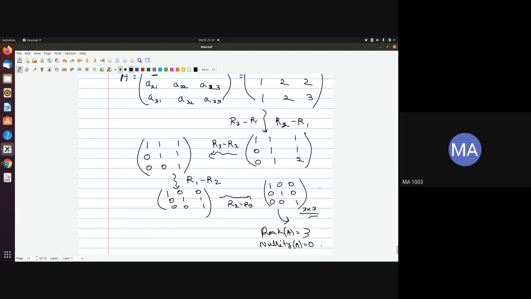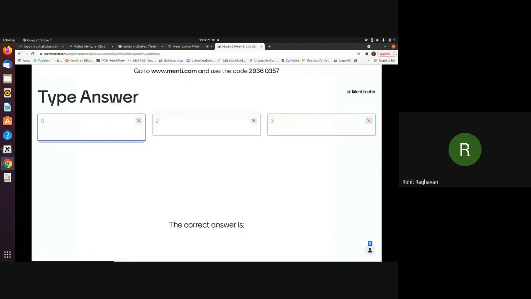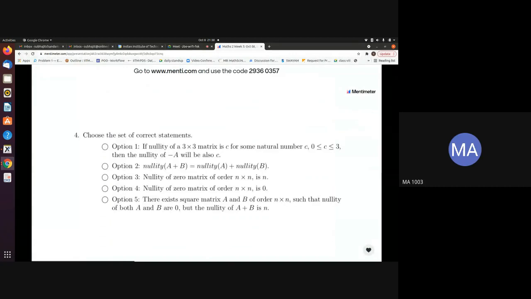And if you want to calculate the null space, what is the null space of this matrix? The zero vector space. Because x1 is 0, x2 is 0, and x3 is 0, so it is only the zero vector. So the dimension of it is 0. Okay, got it? Great. So this is also an easy problem.